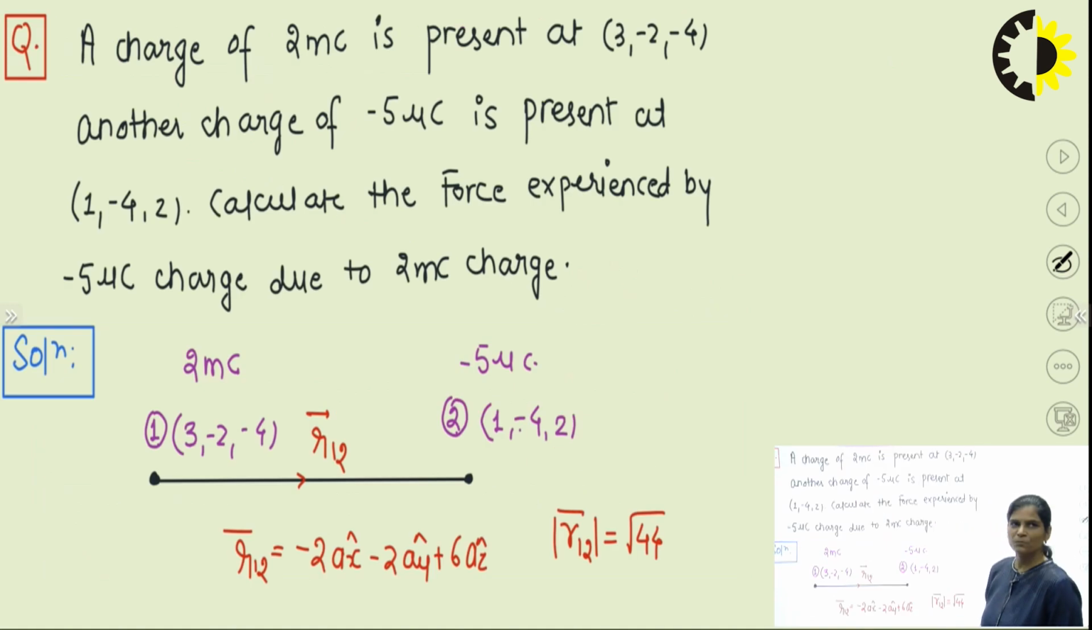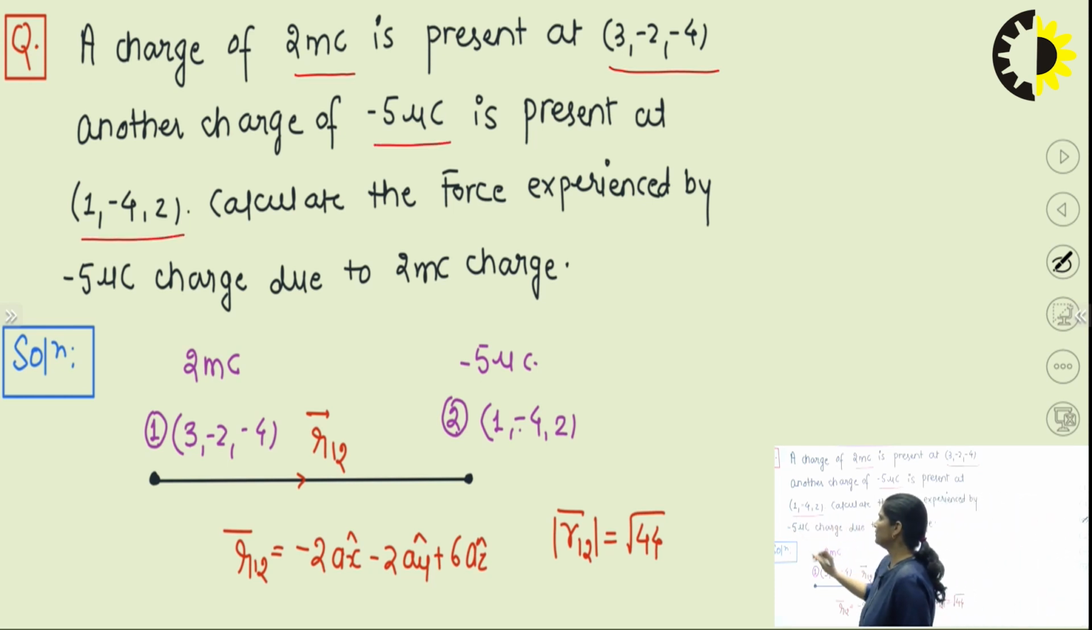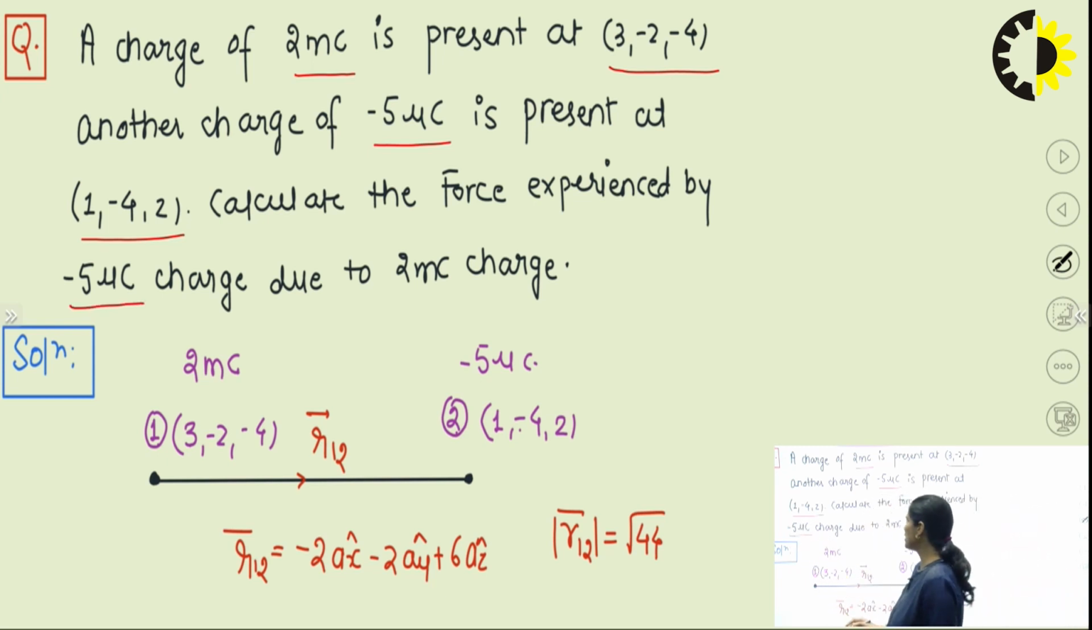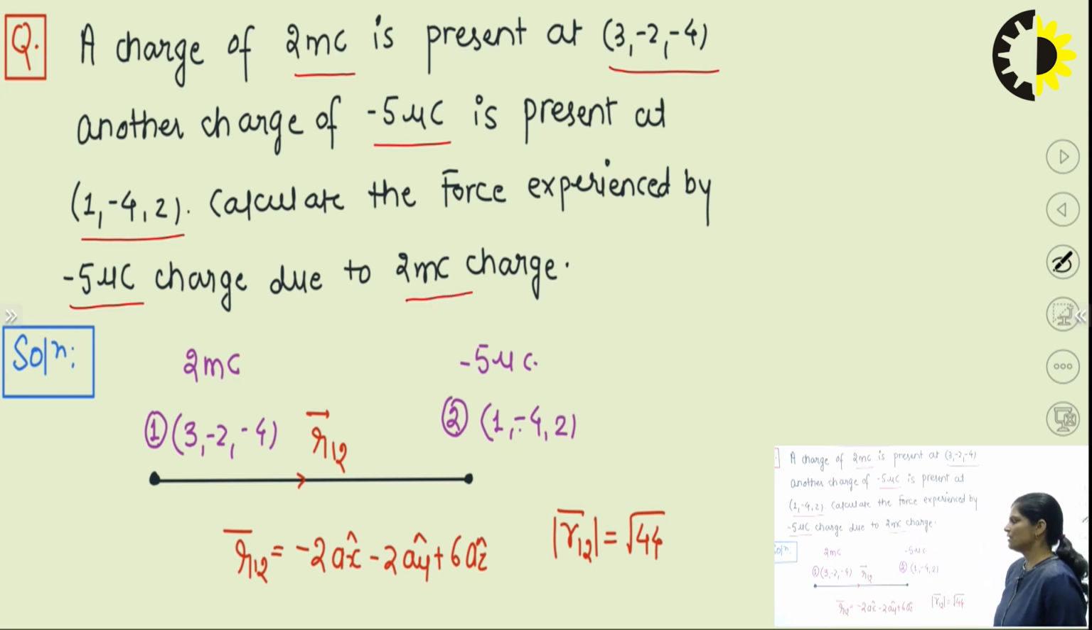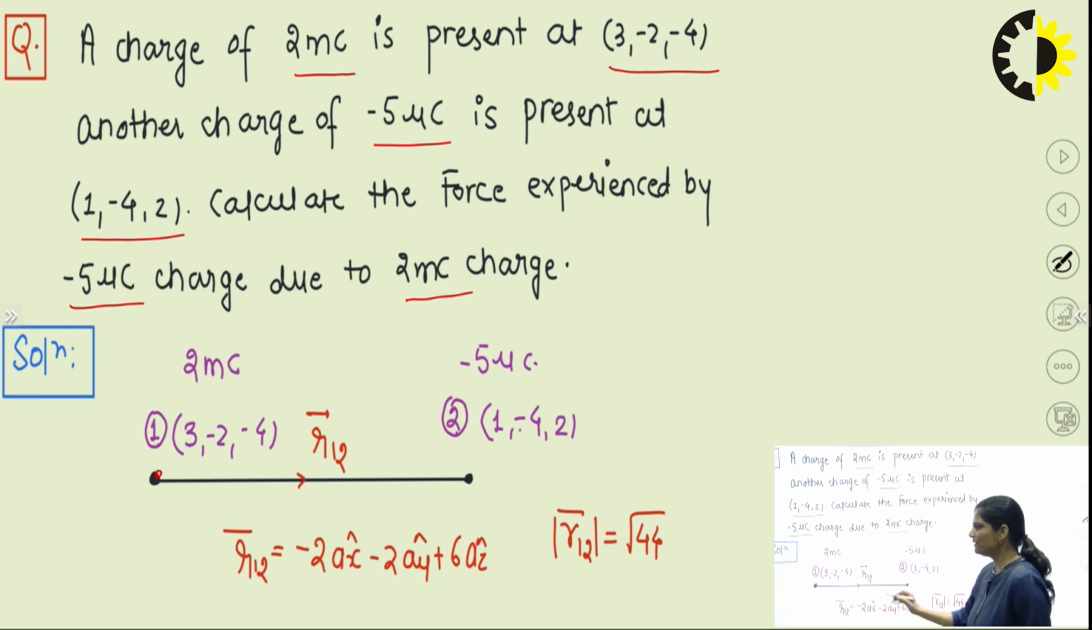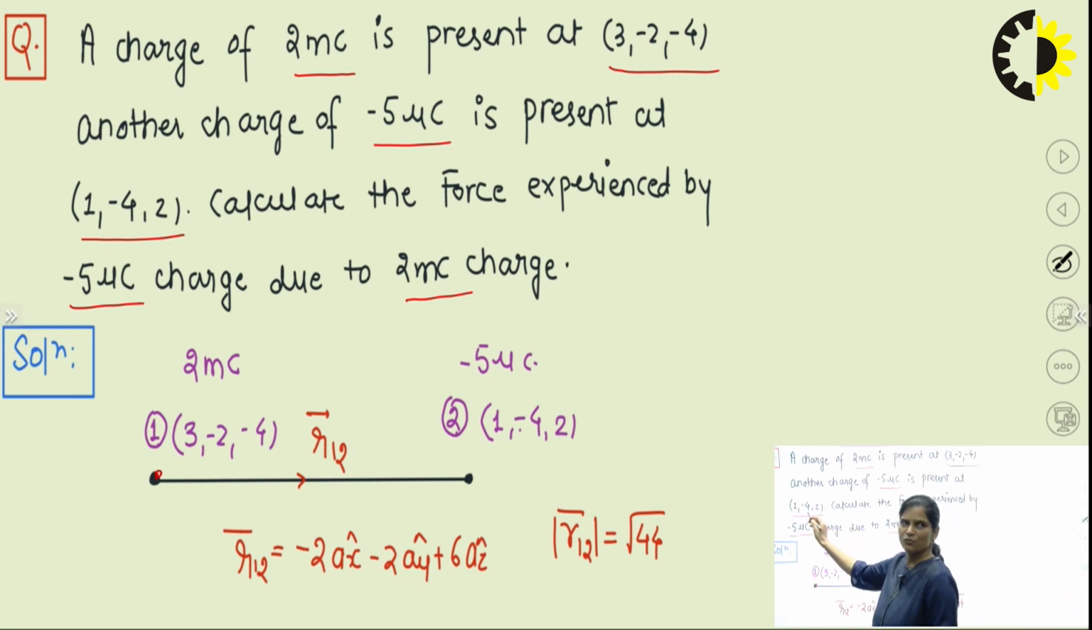Now let us consider a question in 3D. A charge of 2 microcoulomb is present at this point. Another charge of minus 5 microcoulomb is present at this point. Now calculate the force experienced by the minus 5 microcoulomb charge due to the 2 microcoulomb charge. Let us consider you have an initial point, this one, and this is the second point. Its dimensions are given in the question, that is 3, minus 2, minus 4. Here this is the point with dimensions 1, minus 4 and 2.